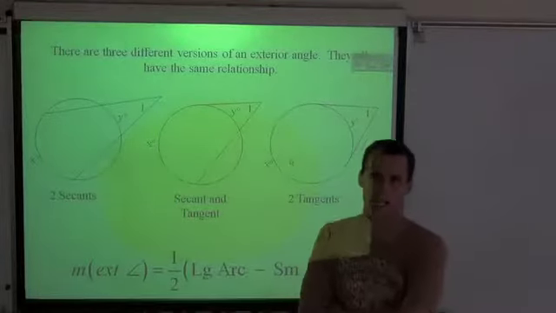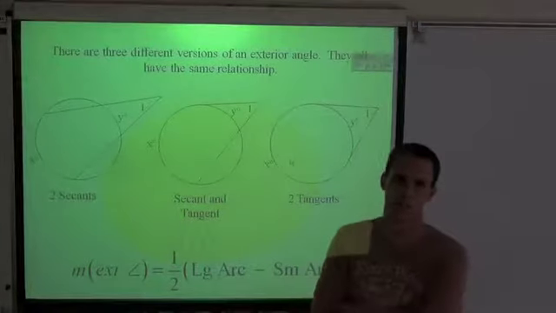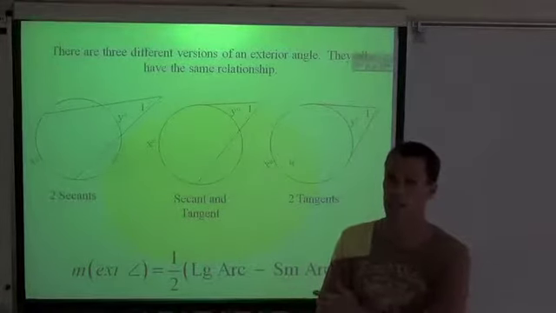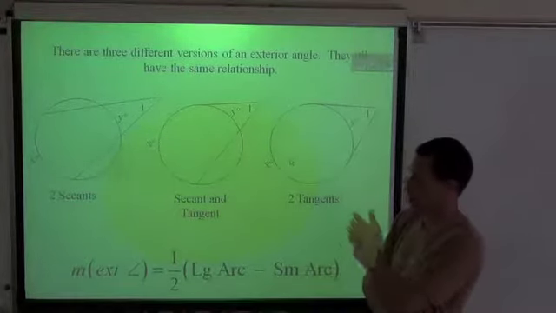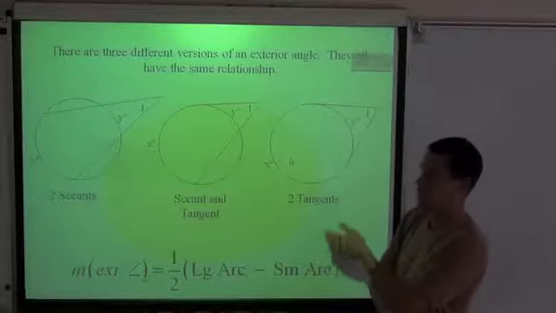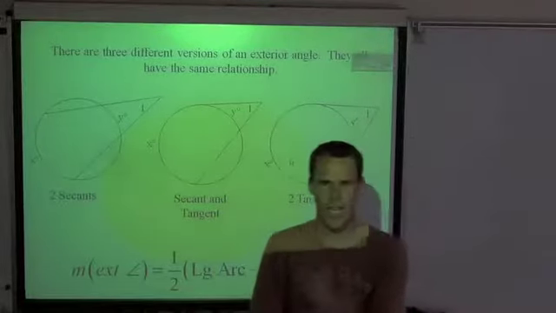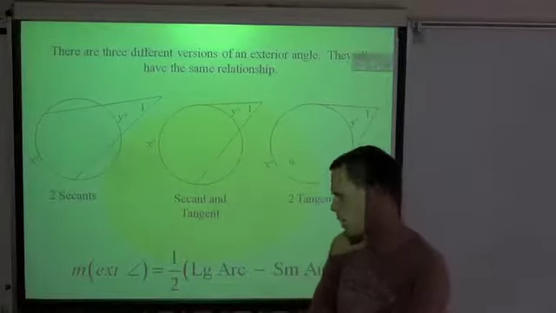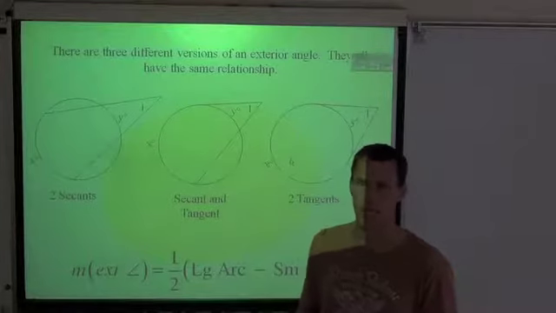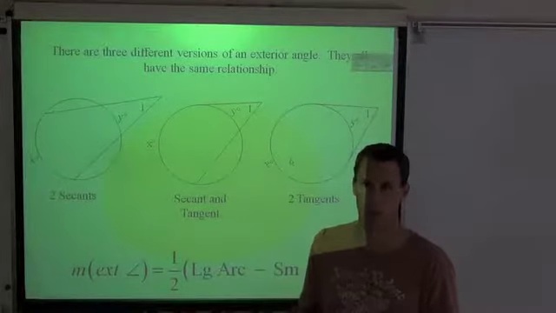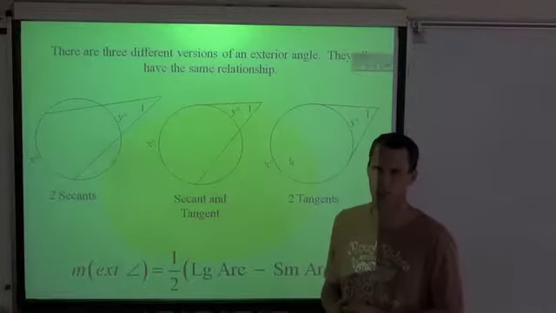When we take the relationship quiz for Chapter 12, this will be 3 different problems. They all have the exact same relationship, but you'll be asked to identify the relationship between 2 secants, secant tangent, 2 tangents. They all come out the same. The measure of the exterior angle is equal to 1/2 large arc minus small arc. We will do some examples of these in class where we're just plugging numbers in, but that's it for Chapter 12, Section 4, Part 1.